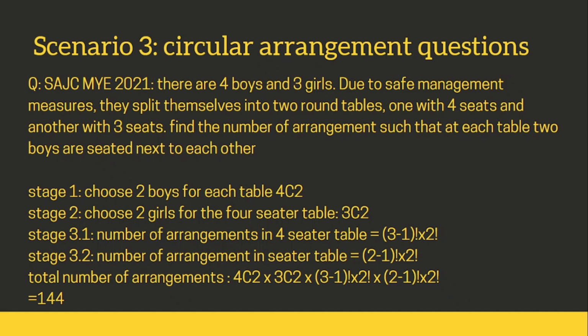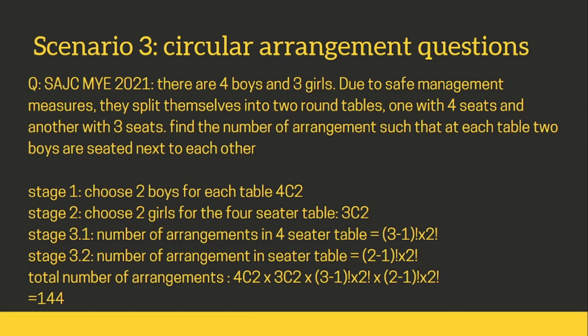And the next question. So there are 4 boys and 3 girls. Due to safe management measures, they split themselves into 2 round tables, one with 4 seats and another with 3 seats. Find the number of arrangements such that at each table, 2 boys are seated next to each other. So there are several stages to this. The first stage is that you choose 2 boys for each table.